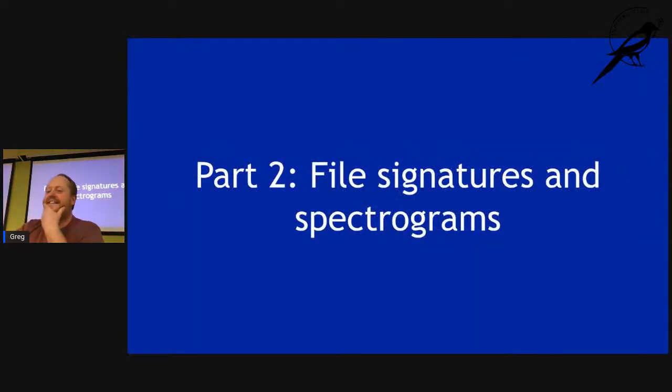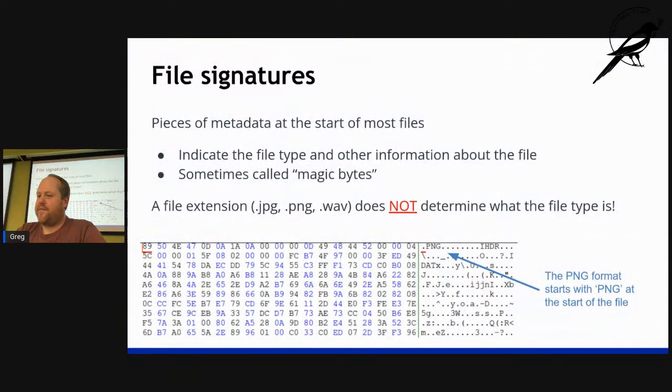All right. So, second part tonight, we're going to be talking about file signatures and spectrograms. So, when you open up a file, it can be called anything. And what it's called, or the extension that it says in the name, isn't necessarily what it actually is. And so a file signature is a way we can actually kind of tell what the file is.